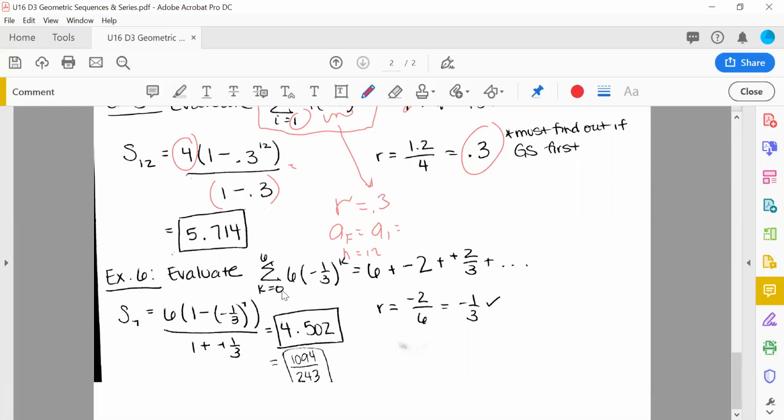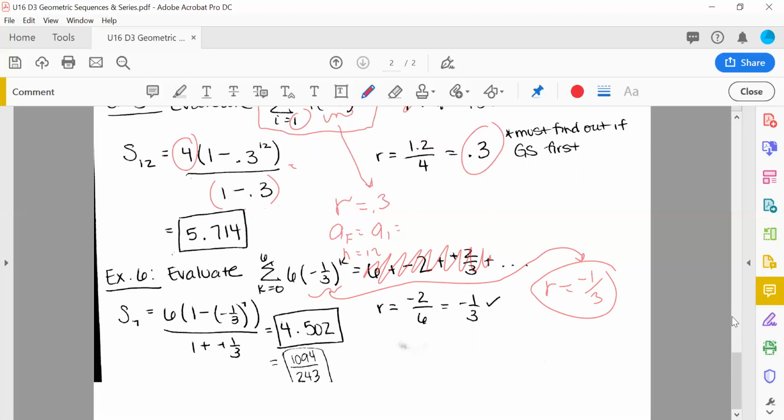Evaluate the sum as k goes from 0 to 6 of 6 times negative 1/3 raised to the k power. Let's do it without even double checking. R equals, again, you're not going to know this from her work, and who cares, that's not even going to be there. R is negative 1/3, not from looking at Mrs. Middleton's work, but from looking at the base right here. R is negative 1/3. Cool beans.